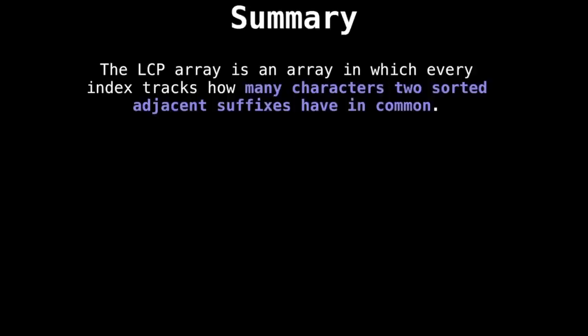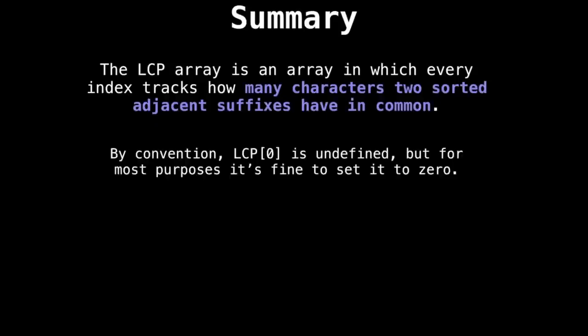In summary, the LCP array is an array which tracks how many characters two sorted suffixes have in common with each other. Although very simple, you'd be surprised how much information can be derived from such a simple construction. Another thing worth noting is that the very first index in our LCP array was undefined. Since we store the LCP array as an integer array by convention, we usually set this first index to be 0 so that it doesn't interfere with any operations we might want to perform on the LCP array, and this is fine for most purposes.